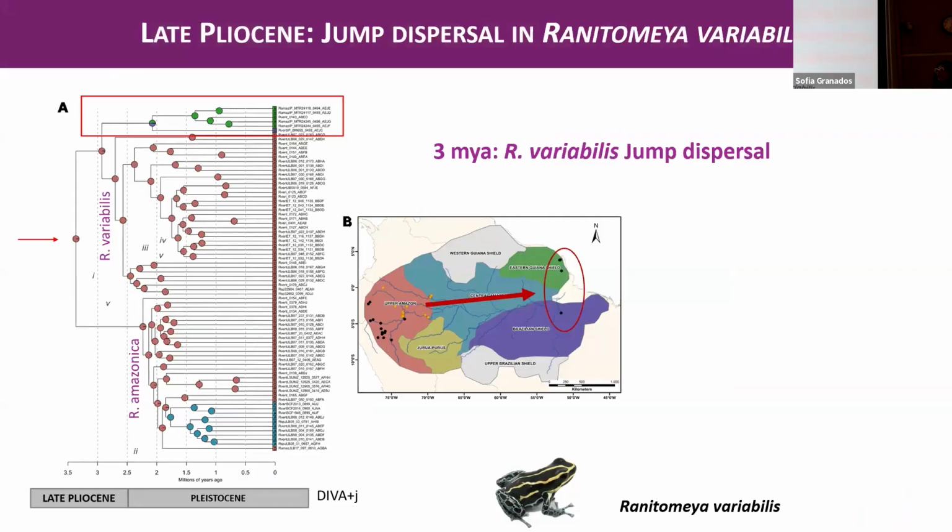Now we're gonna focus on the Ranitomea variabilis species right here. So I'm gonna explain what the hypotheses are for this jump dispersal event that we detected right here. We know that it was a long time ago, during this highly dynamic period, when the rivers were still forming.